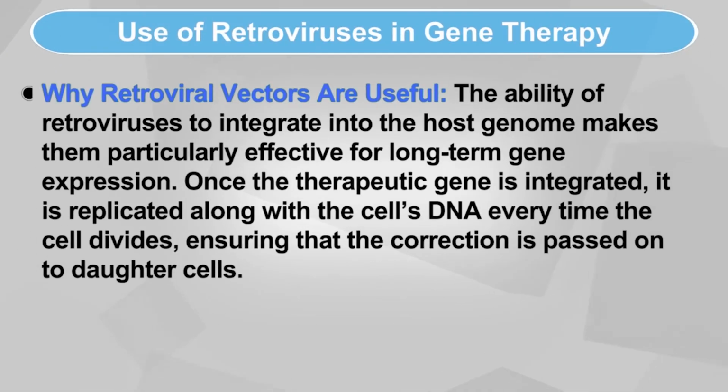The ability of retroviruses to integrate into the host genome makes them particularly effective for long term gene expression. Once the therapeutic gene is integrated, it is replicated along with the cell's DNA every time the cell divides, ensuring the correction passes into the daughter cells. Now, let us also discuss some of the risks associated with this process.